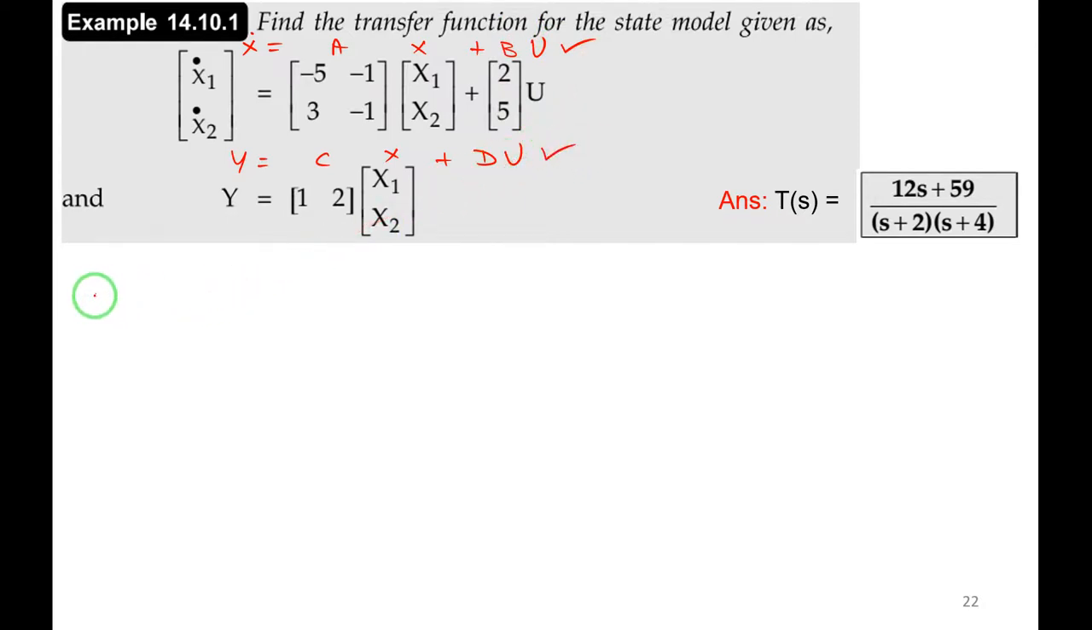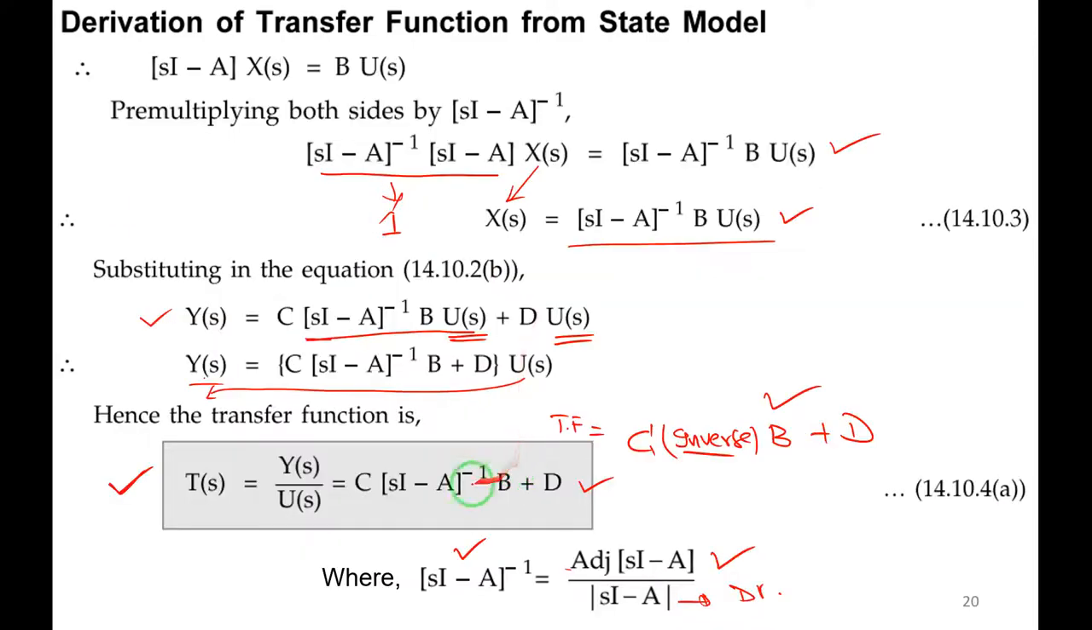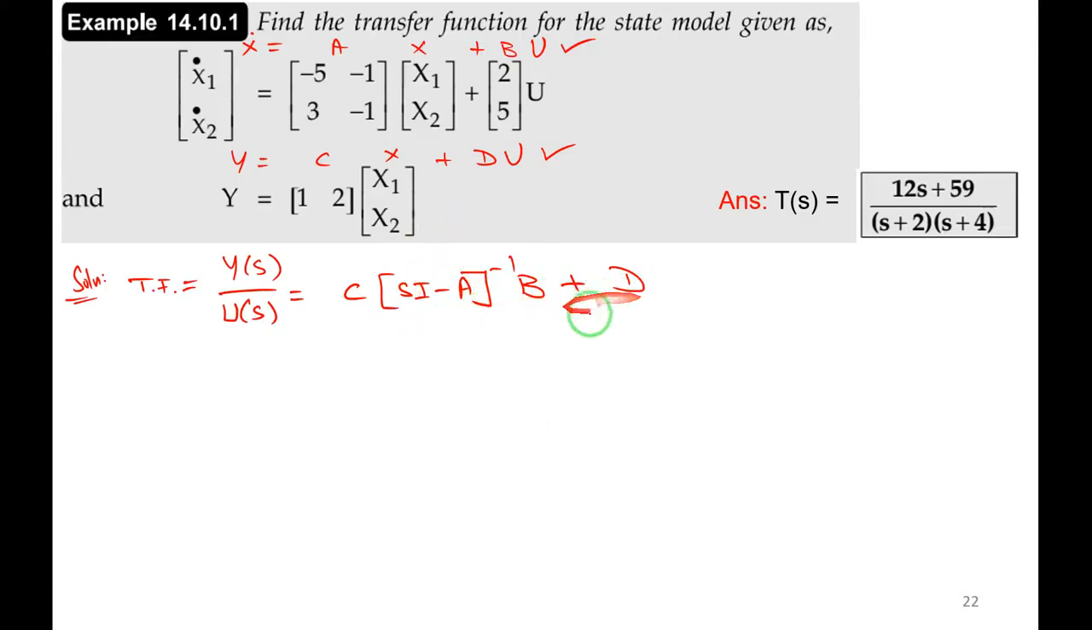So let me calculate the transfer function. The transfer function is the ratio of output Y(s) to input U(s). How to remember it? I told you: C(sI - A)^-1 B + D. I hope you got it. You can do a cross verification: C(sI - A)^-1 B + D. It's correct, right? This is the transfer function.